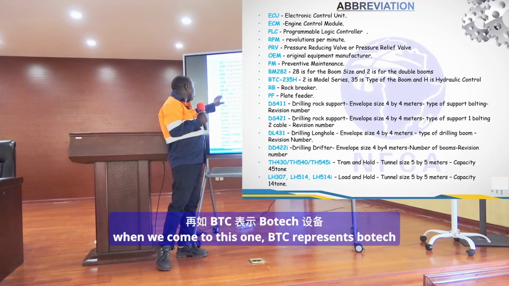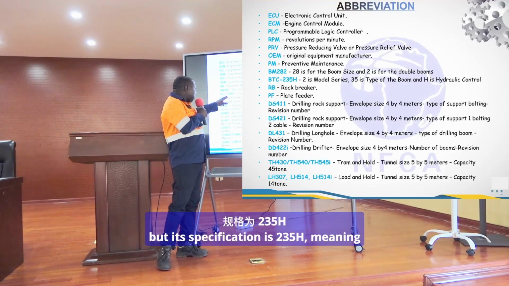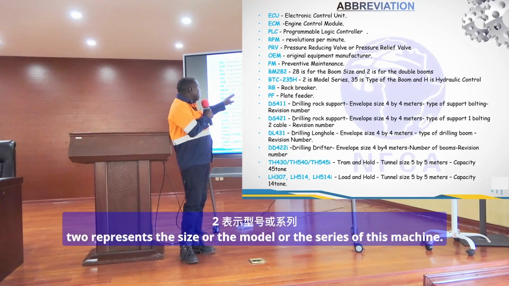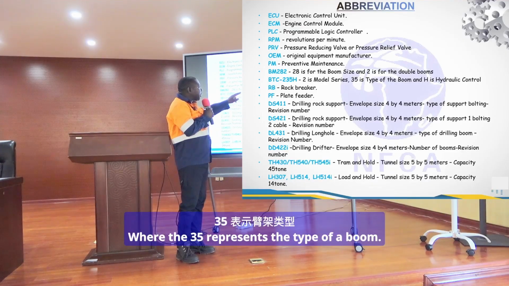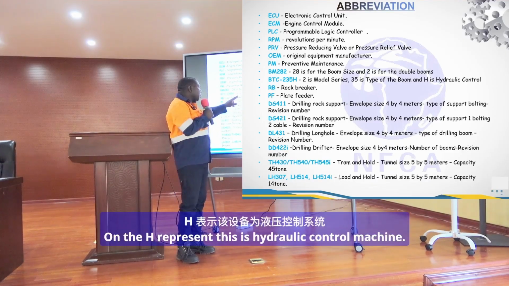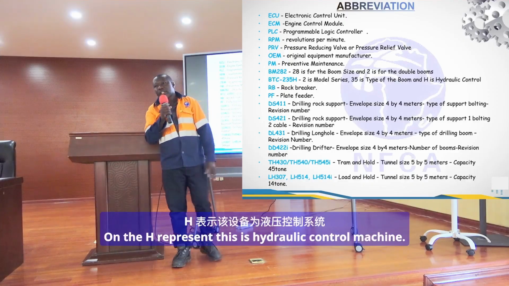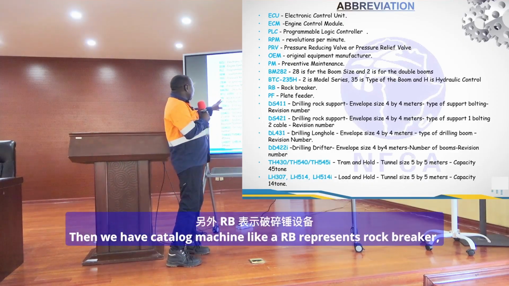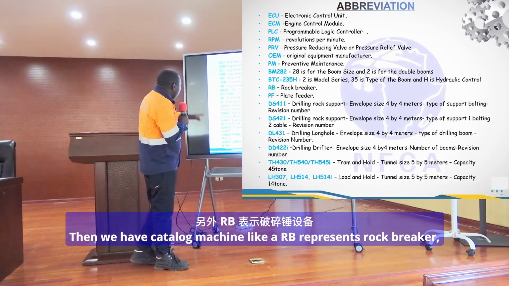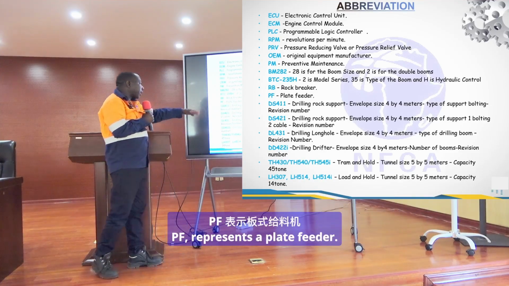Well, when we come to this one, BTC represents voltage, but its specification is 235H, meaning 2 represents the size or the model or the series of this machine. The 35 represents the type of boom. The H represents this is a hydraulic controlled machine. Then we have other machines like RB, which represents rock breaker, and PF, which represents plate feeder.